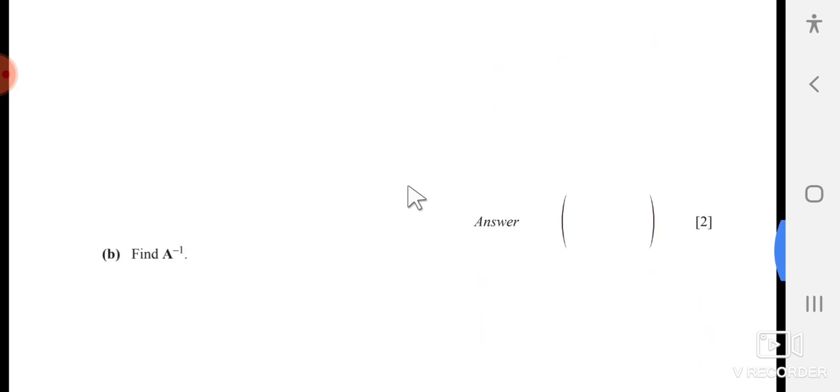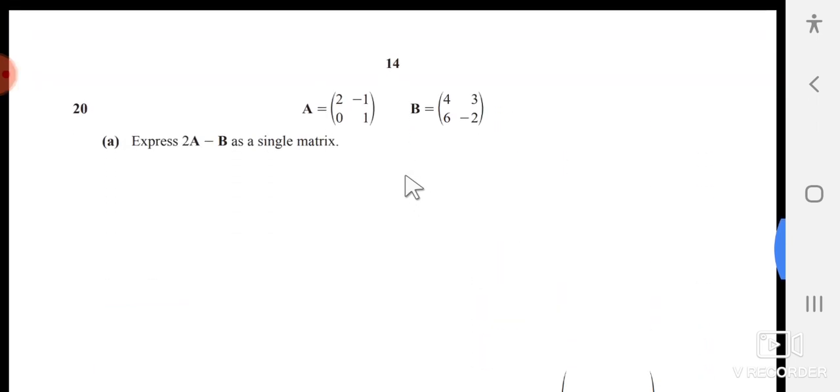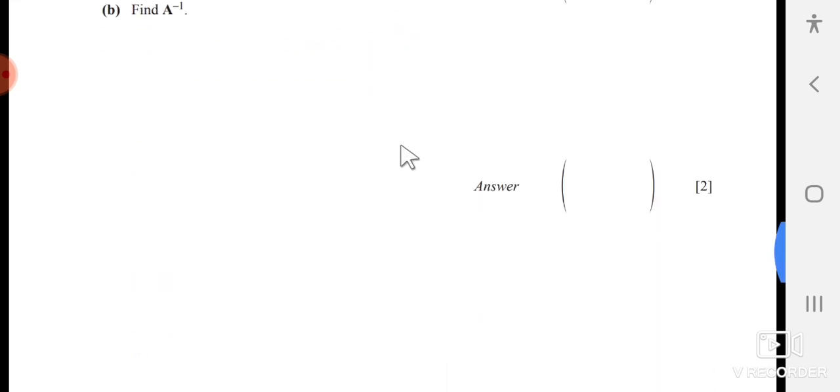Find A inverse. To calculate the A inverse, first calculate the determinant of this. 2 minus 0, so the determinant would be 2, and then calculate the adjoint of this. The adjoint of this would be 1 there and 2 there. Shuffle these and change the signs there. Minus 1 becomes 1, and this 0 remains 0. The adjoint over the determinant would be equal to A inverse.